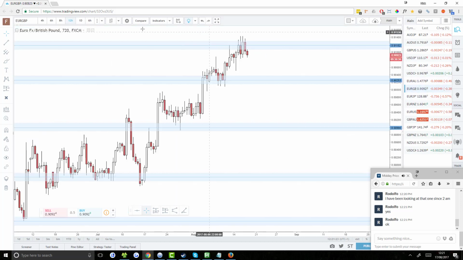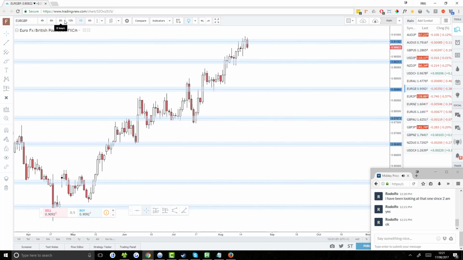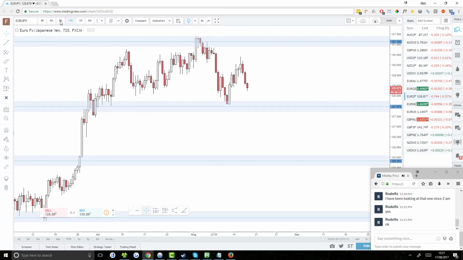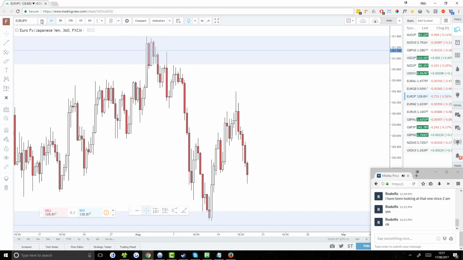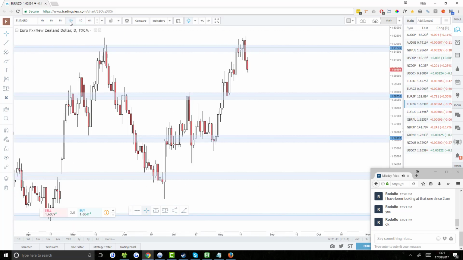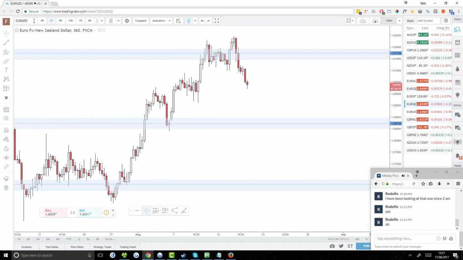Euro GBP, what is happening here? Yeah, we have a potential reversal here, but there's no way we're going to get a good risk to reward ratio here. It's not even worth exploring that one further. Euro JPY is in between support resistance. Euro New Zealand is also in between support resistance.